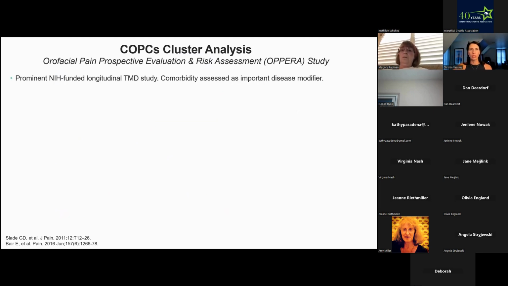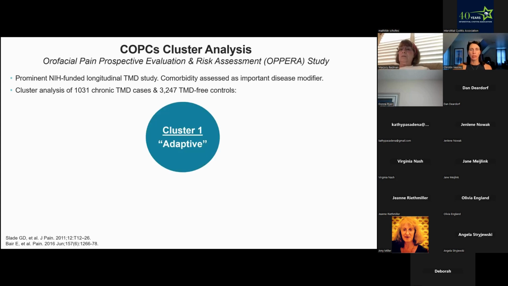So as I mentioned, the OPERA study was, again, like the MAP, a prominent NIH-funded longitudinal study. They did a cluster analysis of over 1,000 chronic TMD cases and over 3,000 controls who did not have temporomandibular disorders. And they found that patients typically divided into 3 different clusters.